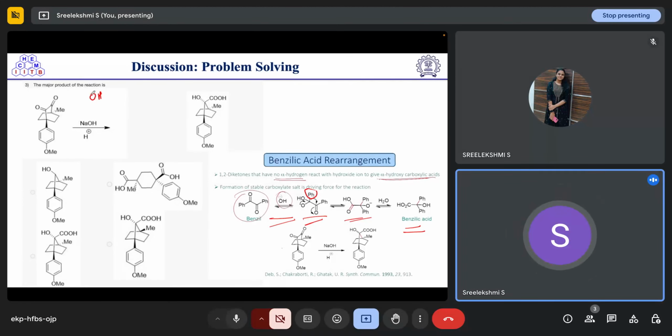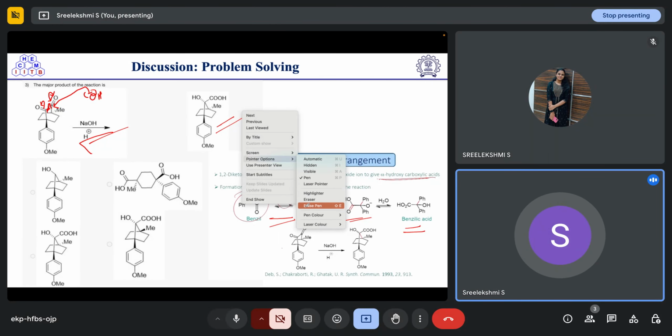Here also, as we can see, hydroxide is attacking over this center. For example, O minus is coming over here, and once it comes back, this bond migrates to this carbon, and this O minus, in the presence of H plus, will be converted into OH. So this is the example of benzilic acid rearrangement.